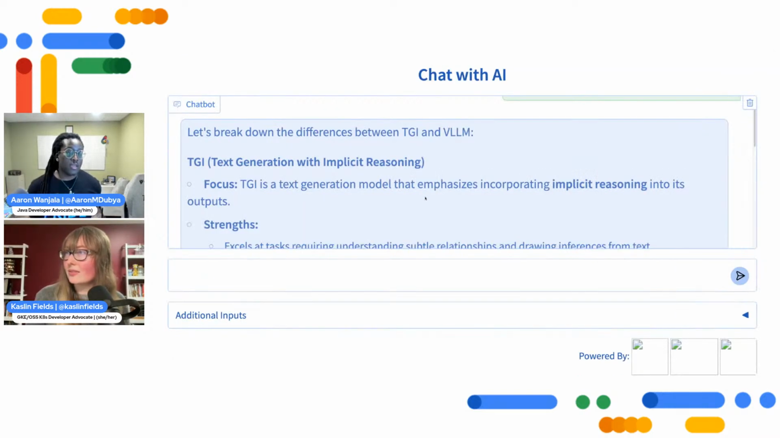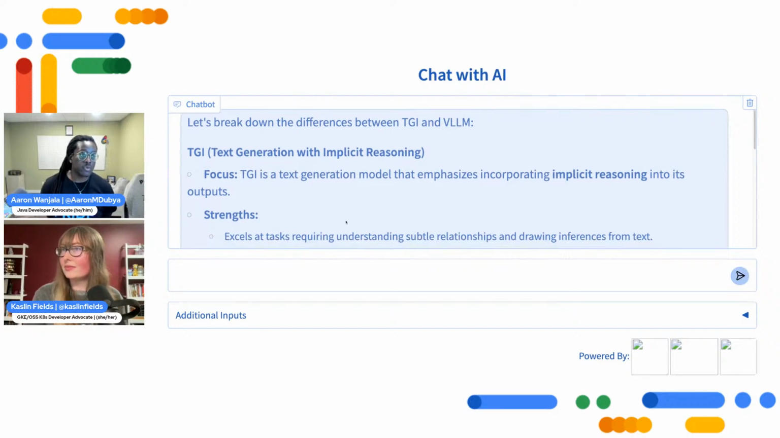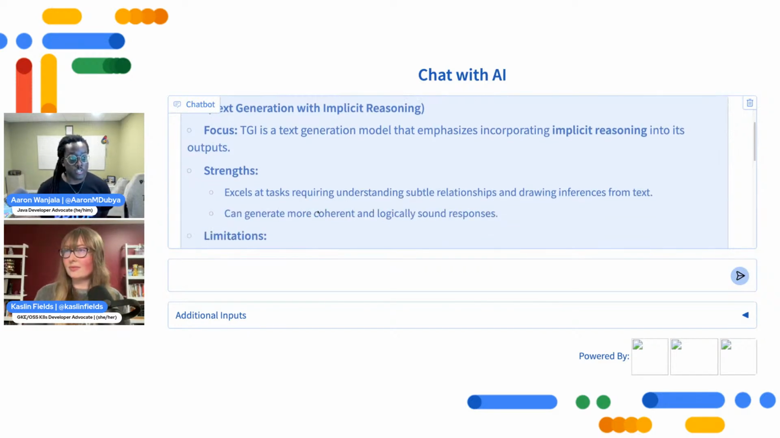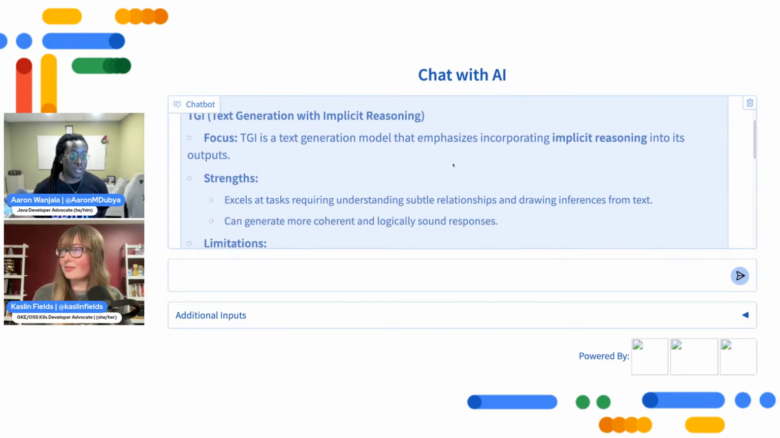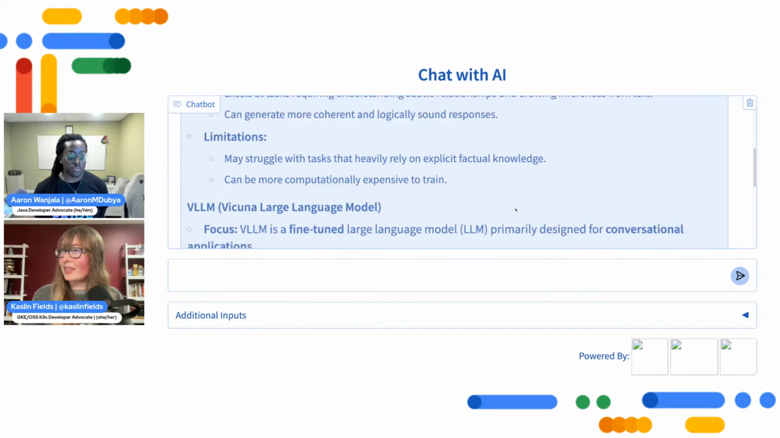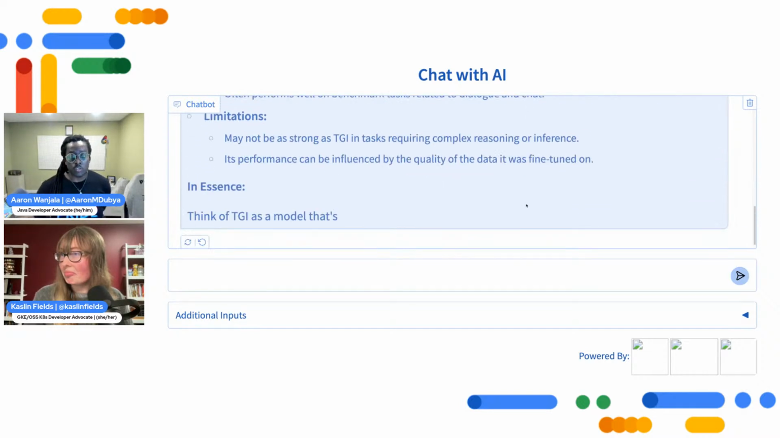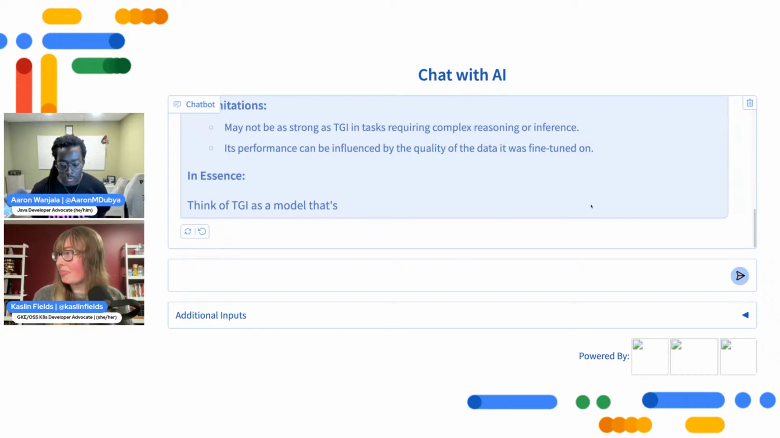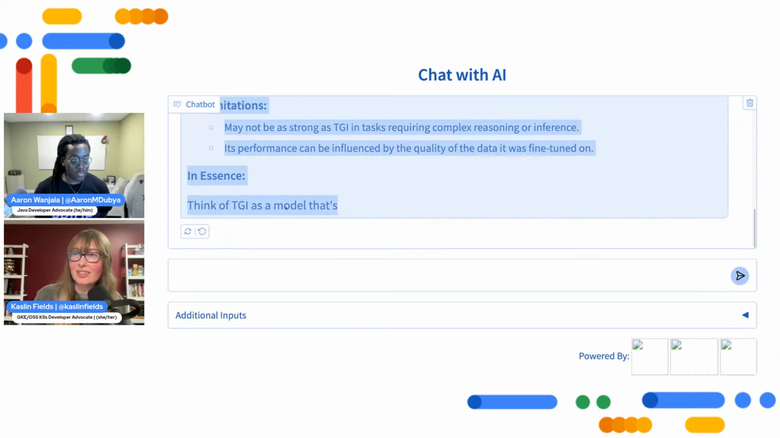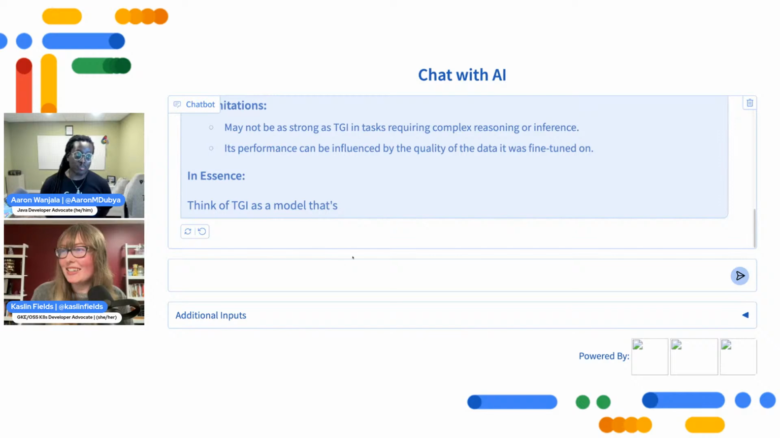Very cool. And then, okay, so TGI is for implicit reasoning. Great. Subtle relations between text. And then VLLM is for conversational, fine-tuned for conversational applications. Interesting. So I think I've seen use cases where you'll reason. Cut it off. Oh, okay. I guess we hit the limit. Noted.